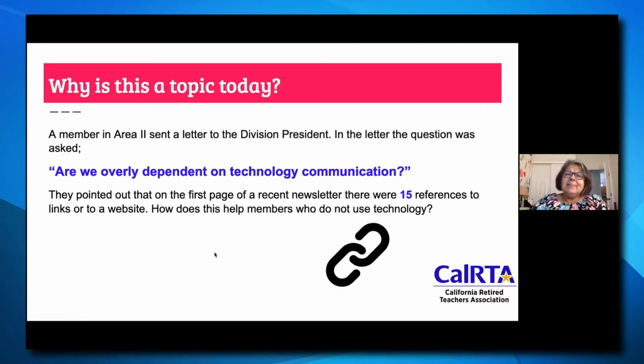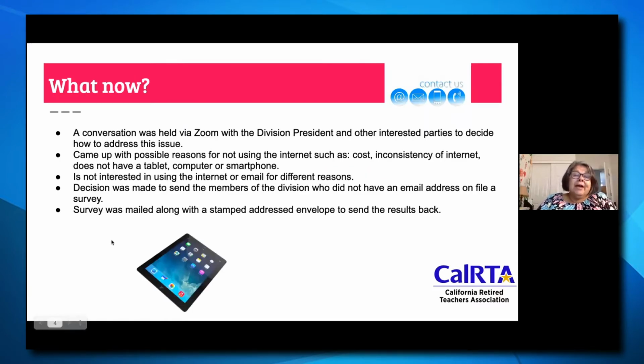So why is this a topic today? Because a member in Area 2 sent a letter to the division president. In the letter, the question was asked, are we overly dependent on technology communication? They pointed out that on the first page of a recent newsletter, there were 15 references to links or to a website. But how does this help members who do not use technology? Well, it doesn't. So what now?